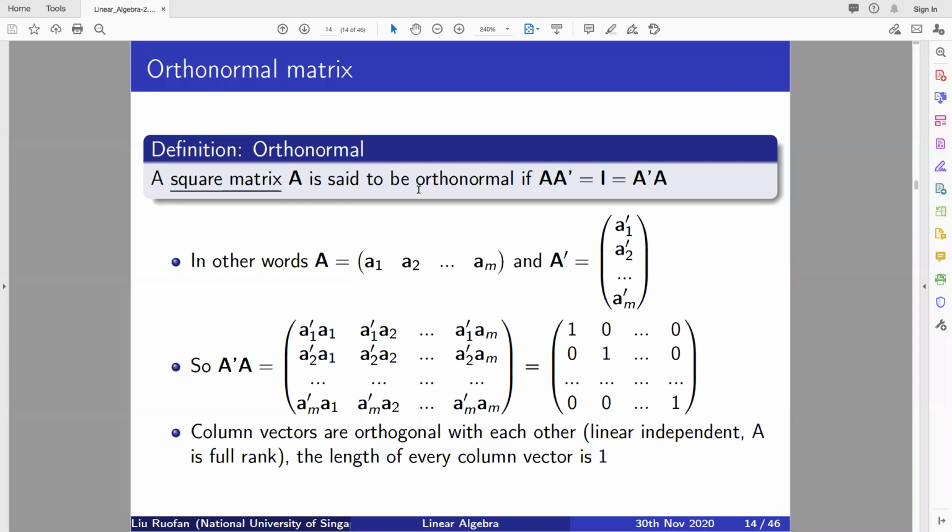A and A transpose. So if A is orthonormal, that means all their column vectors are orthogonal, and the length of every column vector is 1. So that is what is implied by... Maybe ask someone to provide examples for an orthogonal or orthonormal matrix.